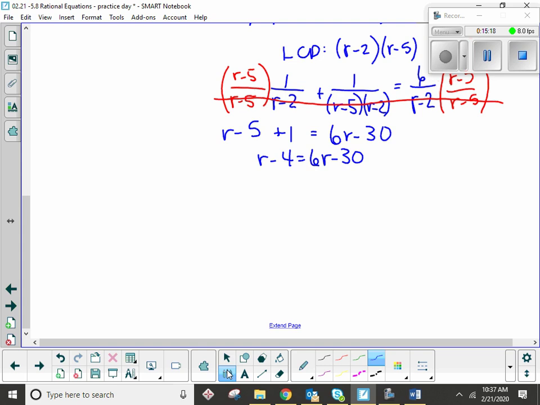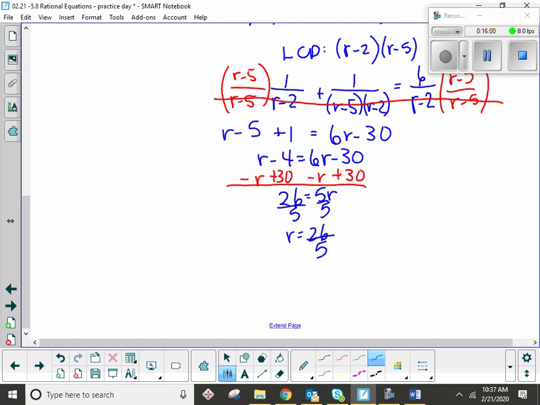R's on both sides, numbers on both sides. I'm going to subtract r from the left to move it over to the right. So if I move the r's to the right, I need to move the -30 to the left by adding it. So that gives me 26 equals 5r. Divide by 5. You can't simplify that fraction. So it's 26/5, maybe.